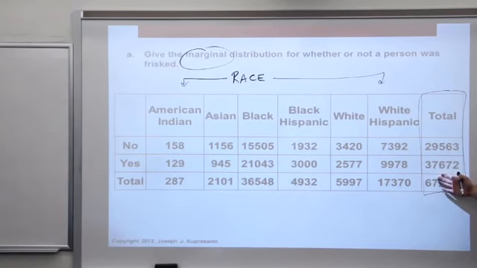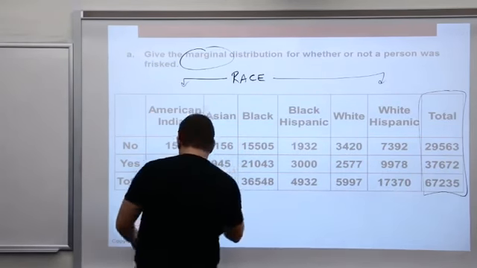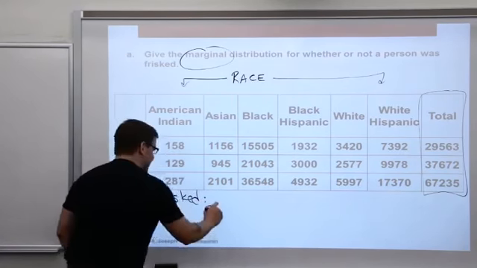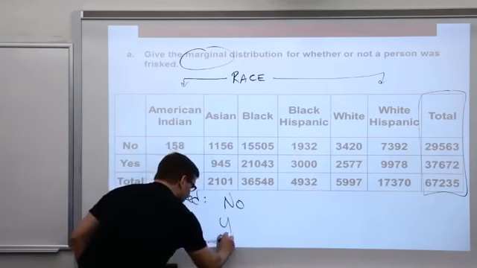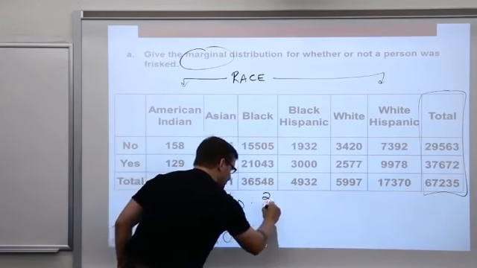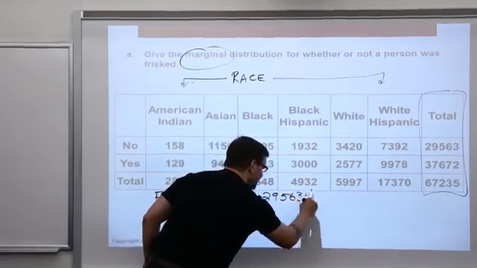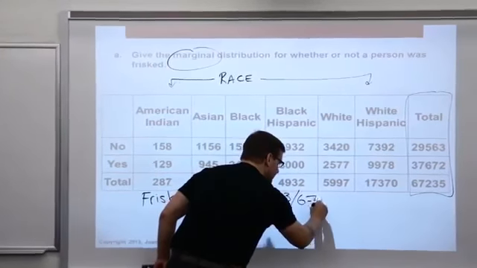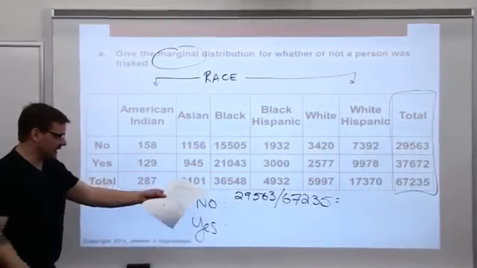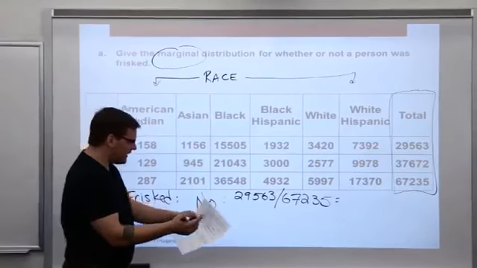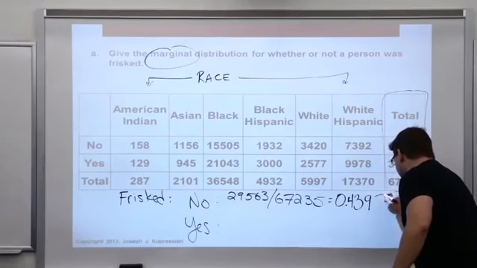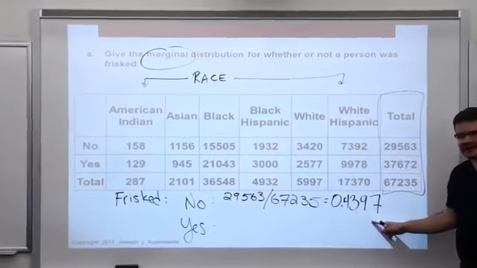All right, where should we squeeze this? Maybe down here at the bottom. Okay, so whether you were frisked, either you weren't or you were. So here's no and here's yes. For the no's, I've got the 29,563 over the grand total, 67,235. Of course, we can't do that in our heads. We go to the calculator. It's 0.4397. I'll just leave that as a proportion.